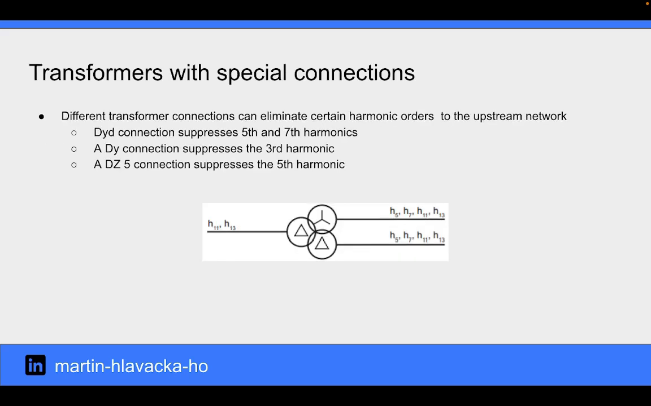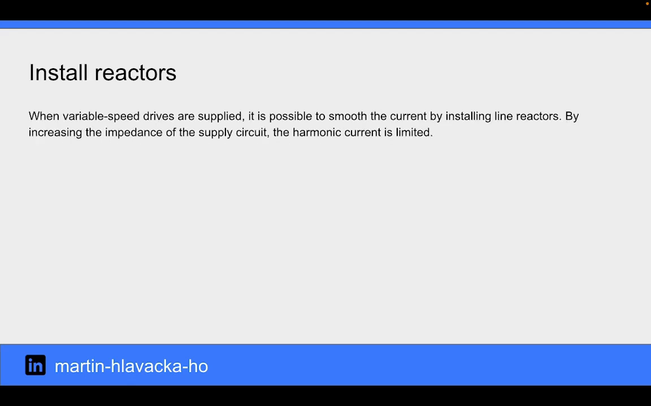Another solution may be the installation of transformers with special connections. Different transformer connections can eliminate certain harmonic orders in the upstream network. When variable speed drives are supplied, it is possible to smooth the current by installing line reactors. By increasing the impedance of the supply circuit, the harmonic current is limited.